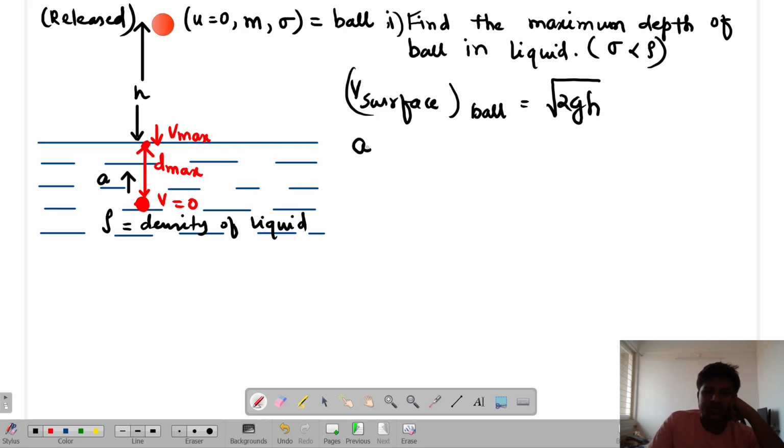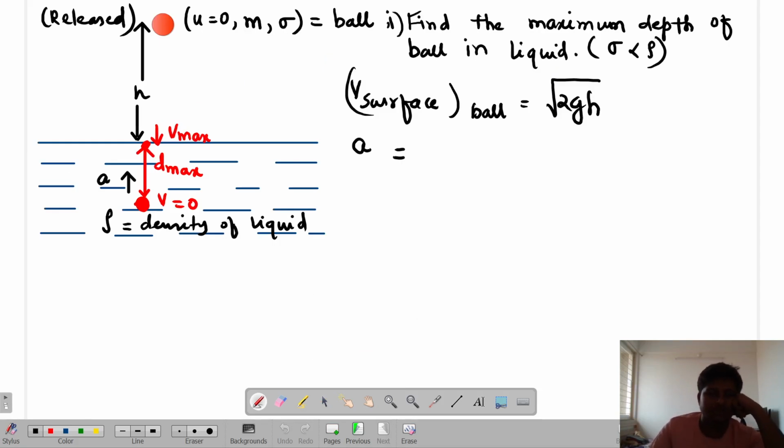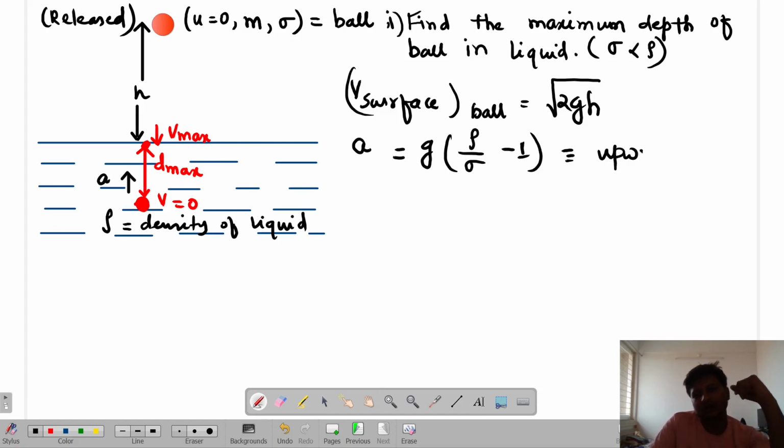Isn't it? And I told you this is the acceleration for the downward motion. But whenever this rho is more than sigma, this acceleration is going to be in the upward direction, or not? Yes. So this will be just negative, or if I resolve this negative sign, it can simply be written as rho by sigma minus 1. But this acceleration is in which direction? Upward direction.